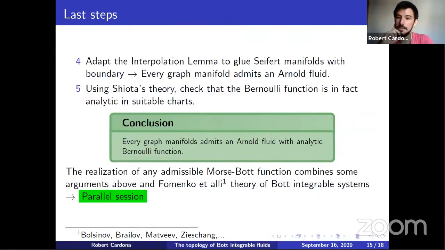As I was telling you, if you want to realize any Morse-Bott function as a Bernoulli function, you need to combine this with the theory of integrable systems, and this I will be speaking about in the parallel session. So if you like integrable systems and you know little about this theory of Fomenko, you might be interested in the parallel session.